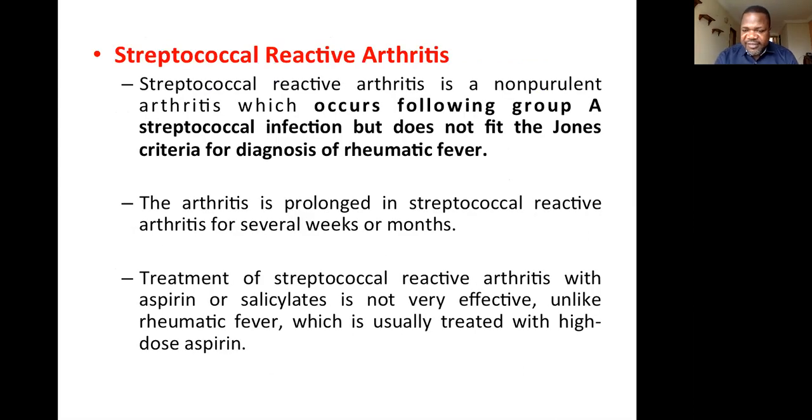So there is a subset of rheumatic fever. There are some patients who really don't meet the definition of rheumatic fever. They might have some of the Jones criteria, but not meet the criteria for rheumatic fever. So we make a diagnosis of what we call streptococcal reactive arthritis. Sometimes they just develop arthritis without any other Jones criteria, so then it's only called streptococcal reactive arthritis. It is a non-purulent arthritis which occurs following group A streptococcal infection, but it does not fit the Jones criteria for the diagnosis of rheumatic fever. And the arthritis is prolonged in streptococcal reactive arthritis, for several weeks or months.